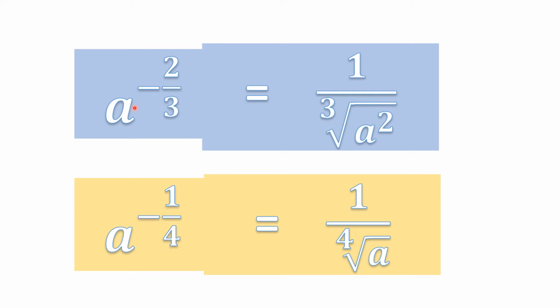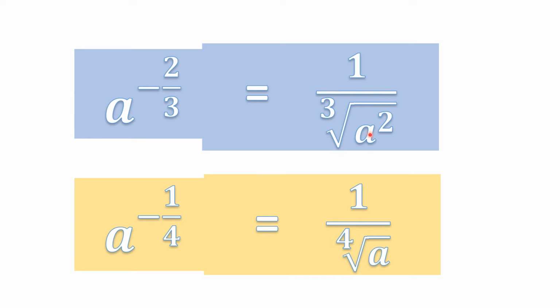Now look at this. I combined everything that we studied until now. A raised to minus 2 by 3. So a raised to minus 2 by 3 means what? This 2 shows that a has a square, right? This 3 shows that a square is inside a cube root, right? And this minus, what does it show? Minus shows that whatever this is going to be in the denominator, right? So what did I write?